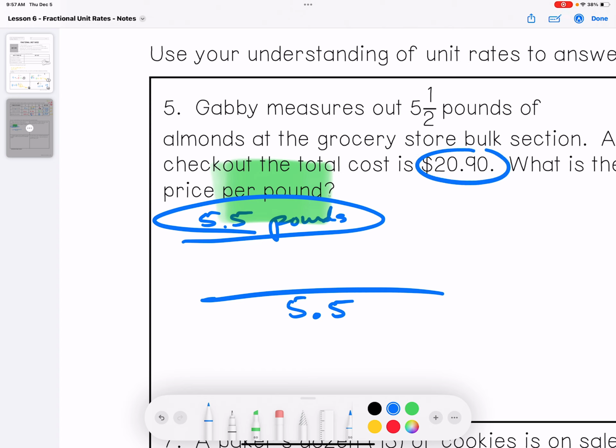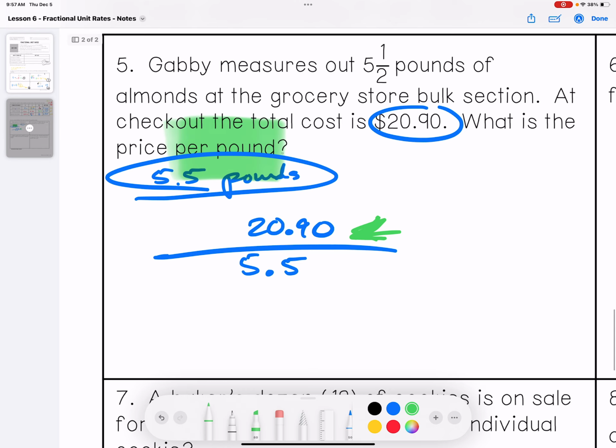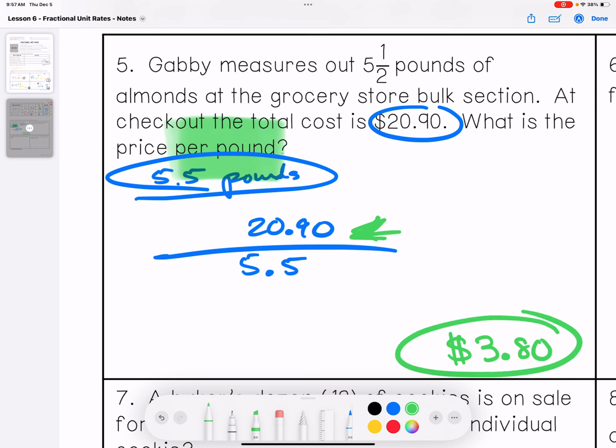Well, obviously, what's going to be on top? $20.90. How do I know which one to divide first? The one on top goes into your calculator first. Okay? So you would enter $20.90 into your calculator divided by 5.5. And you are going to get 3.8. We're talking about money, so it's $3.80. Your calculator would have said 3.8, but we're talking about money because the price per pound.